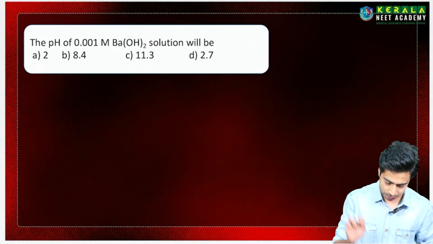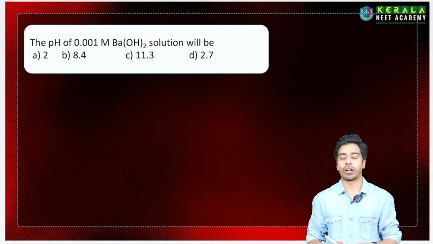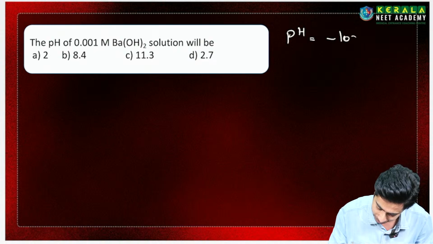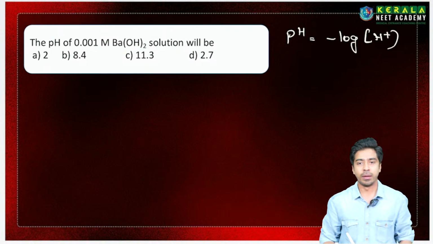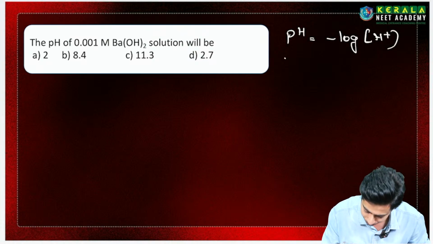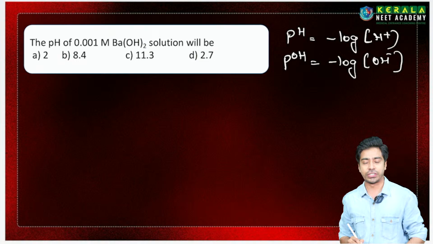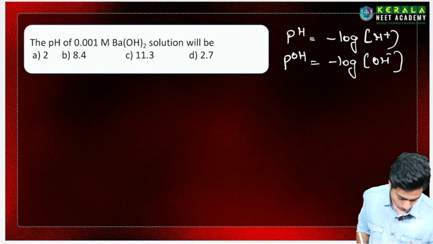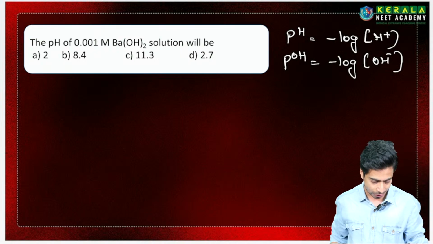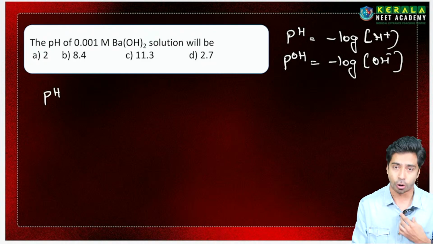Now we'll move on to the next one. pH calculation. The pH of 0.001 molar barium hydroxide solution will be, remember, pH is equal to negative logarithm of the concentration of H plus ion. And pOH is equal to negative logarithm of the concentration of OH minus ion. Very good, Shani, Askar, Maheshwari, everyone is doing it. Now listen, pH plus pOH.